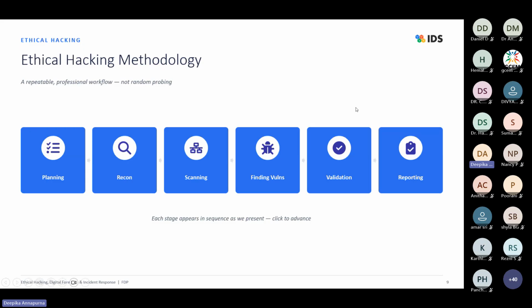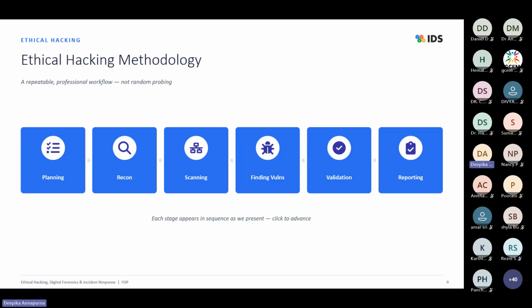The second step is reconnaissance. As we discussed, reconnaissance is nothing but gathering of information about the target. The target is nothing but the application which you are trying to test, or which is available from publicly available sources like websites, LinkedIn profiles, GitHub repositories. Using publicly available information, we'll try to test it.